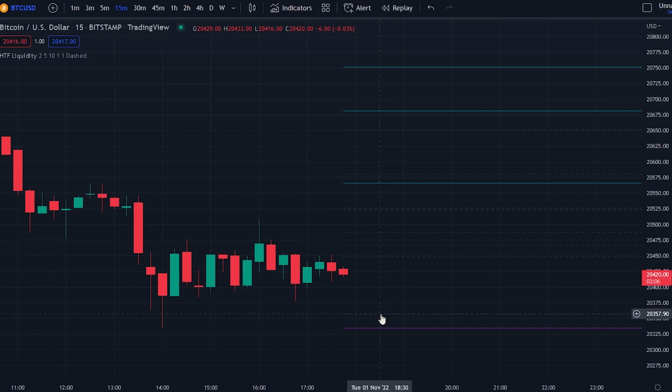That was all that you needed to know regarding this indicator. Now let's take a look at how we can trade based on the indicator.